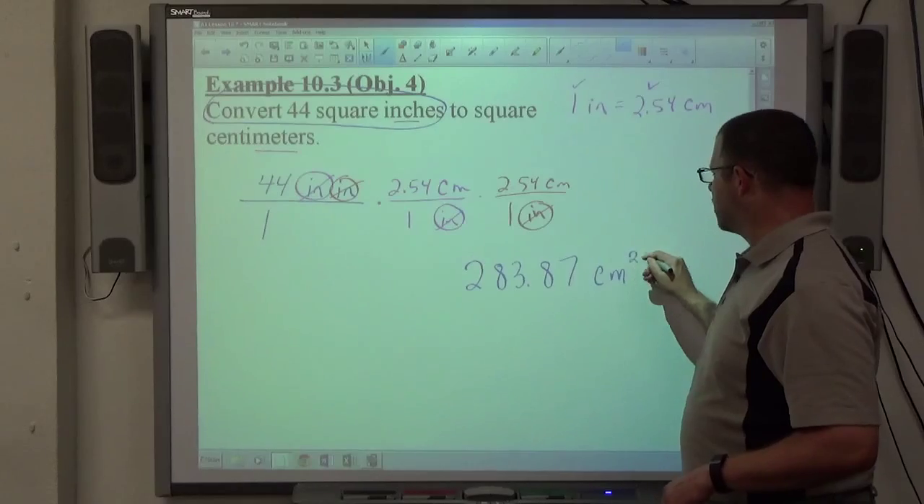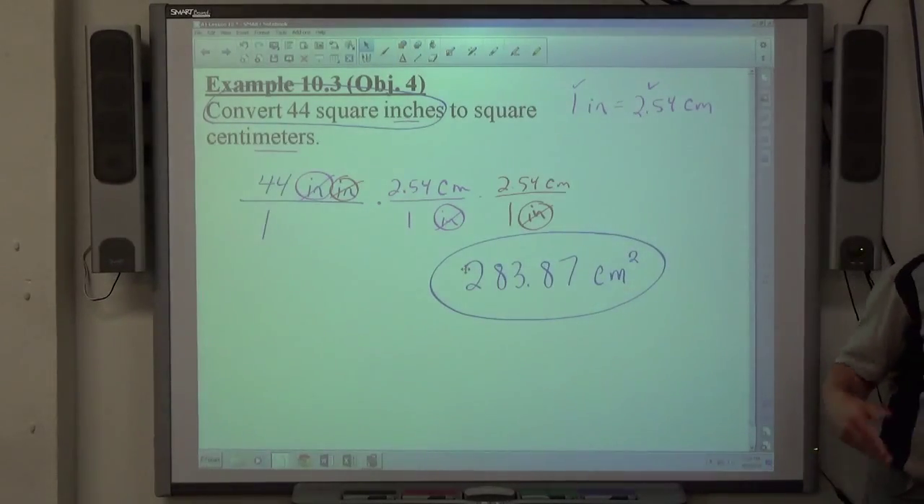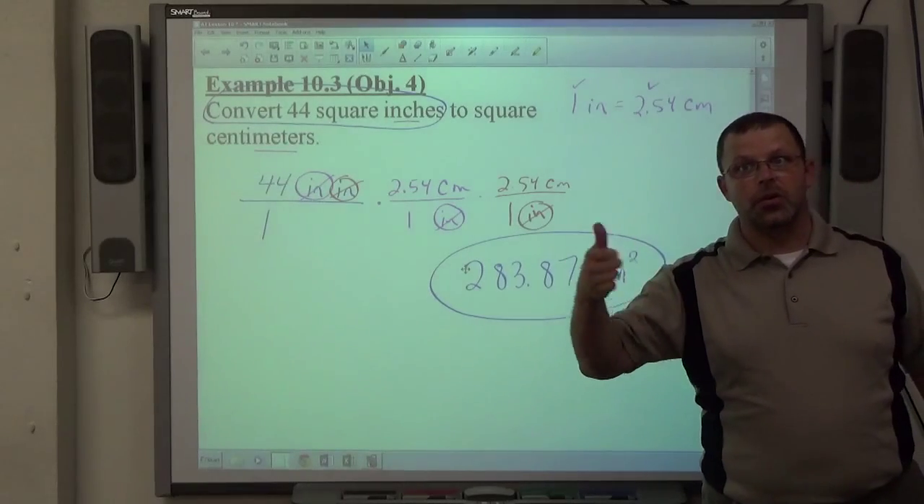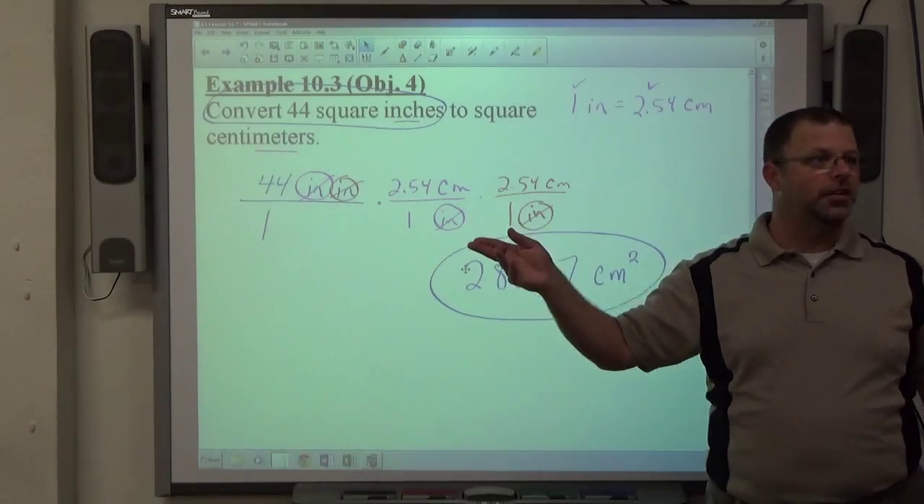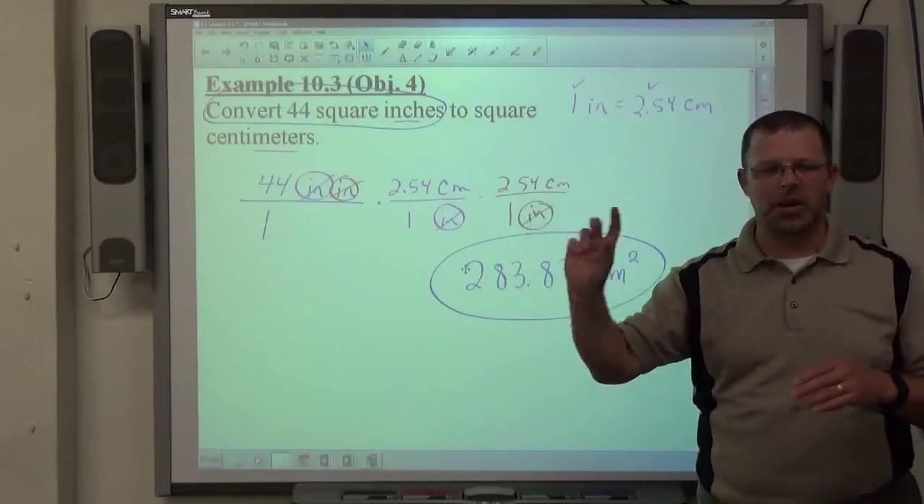I'm fine with a couple decimal places. Let me say a couple non-zero decimal places. Like if it's 0.0000000078, don't just give me 0.00. Go to the first non-zero digit, go a couple digits there.